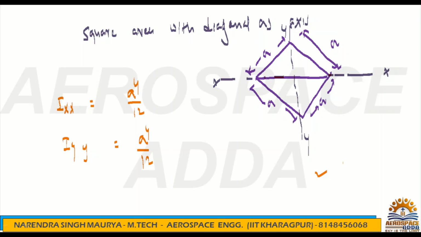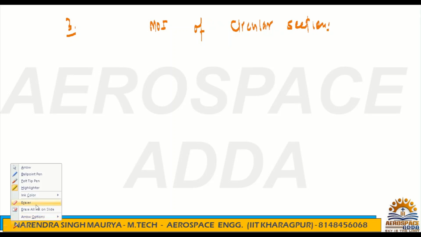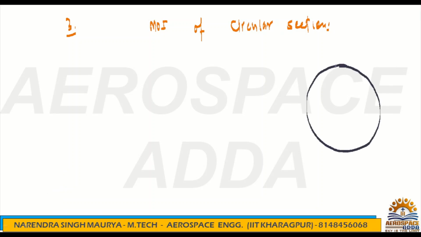Now coming to the circle. Coming to the circle, that is the third case, MOI of circular section. For circular section, derivation is not required actually. So we can draw the circle something like this. If you want to calculate the moment of inertia, the circular section has its centroid, and the YY axis passes from the centroid, just like this. If you check the diameter of this circle, the diameter will be capital D, which is nothing but diameter.